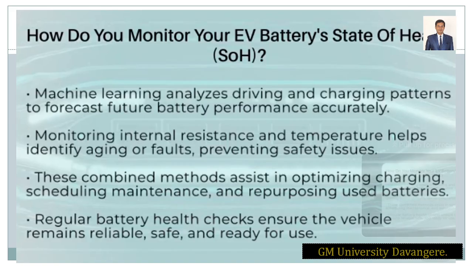So these are the various methods you have to see, and also you have to predict the lifespan, that is the remaining life of the batteries. You also have to see the charging and discharging patterns and the voltage behavior. When you monitor the internal resistance of the battery and the temperature, it helps us assess the aging factor of the cells and also helps prevent safety issues. These combined methods can optimize charging, scheduling, maintenance, and also repurposing the used batteries.